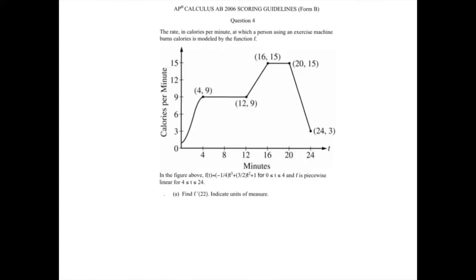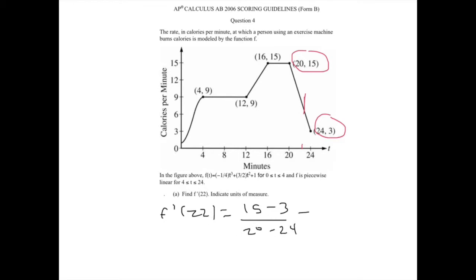Here we have another free response question. This time they give us a graph and they want us to find f prime of 22. F prime of 22 will be located right around here. So we have f prime of 22, and we're using these 2 points. So that will be 15 minus 3 over 20 minus 24, which will equal negative 3.